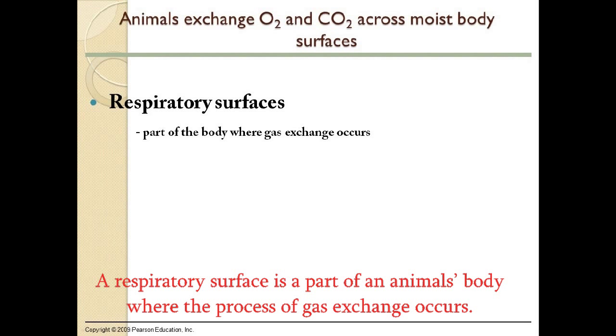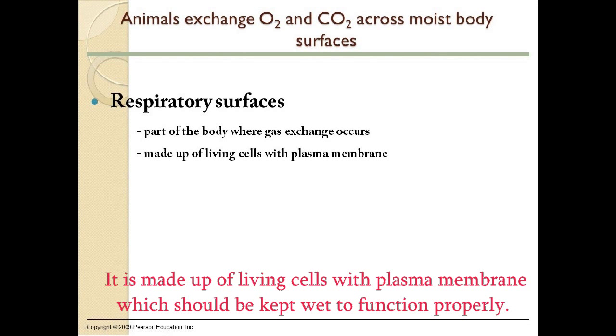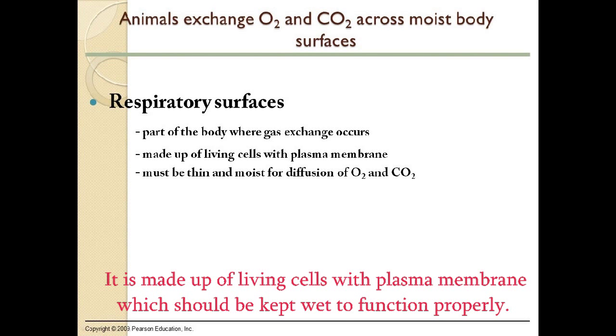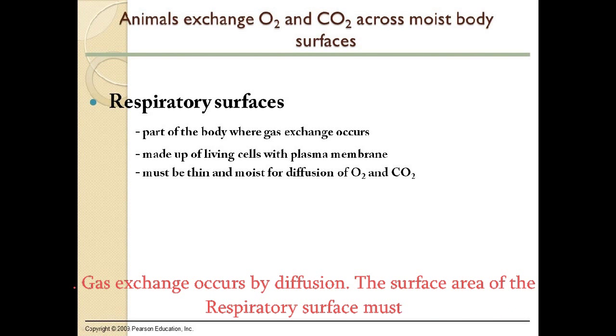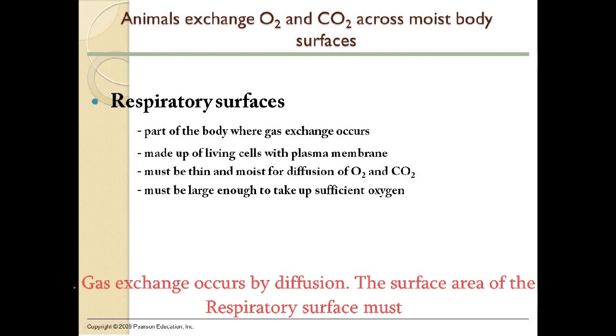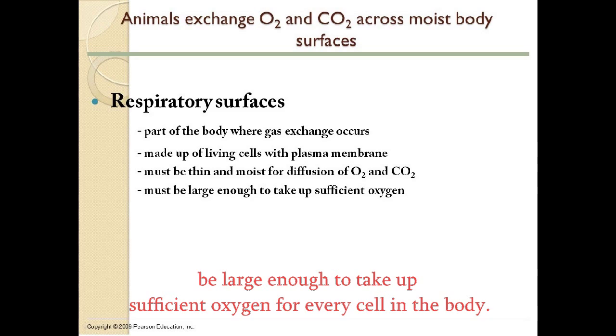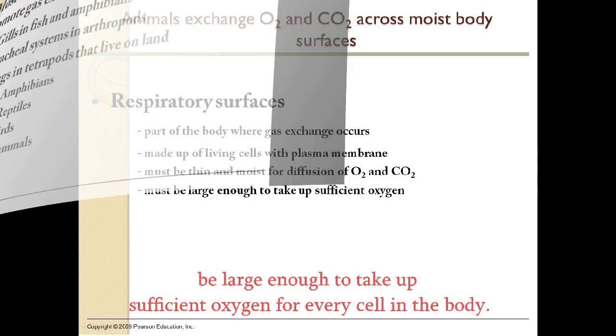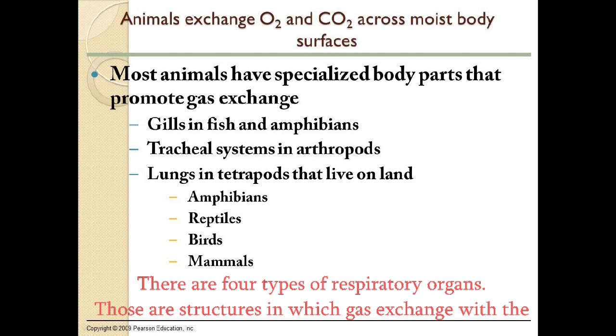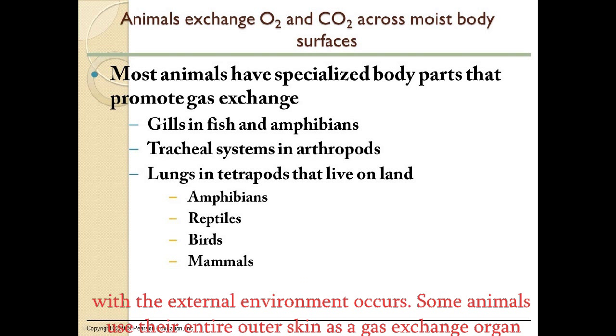A respiratory surface is a part of the animal's body where the process of gas exchange occurs. It is made up of living cells with plasma membrane which should be kept wet to function properly. Gas exchange occurs by diffusion. The surface area of the respiratory surface must be large enough to take up sufficient oxygen for every cell in the body. There are four types of respiratory organs. Those are the structures in which gas exchange with external environment occurs.